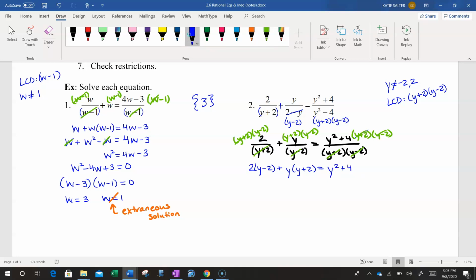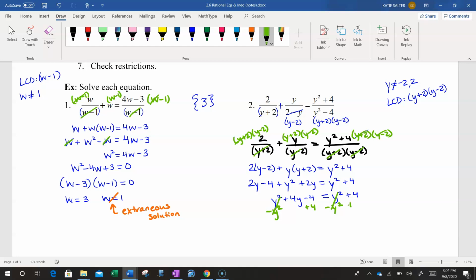All right, so we have to distribute and combine like terms. So we have 2y minus 4 plus y squared plus 2y is equal to y squared plus 4. So when we combine like terms, that gives us y squared plus 4y minus 4 is equal to y squared plus 4. It seems to be quadratic. However, when I subtract y squared from each side, they cancel on both sides. So it's actually just a linear equation.